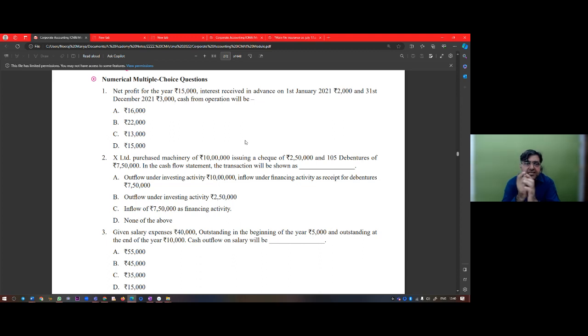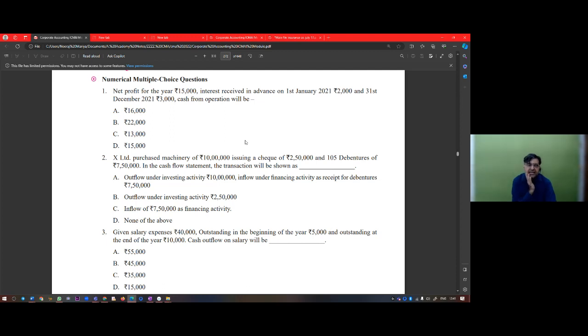Net profit, interest received in advance. Okay, and cash from operations will be. So this is net profit, and you want to find cash from operations. Don't call it interest received in advance; because this is not regarding operations, interest received in advance or outstanding or accrued, don't make it a part of it.